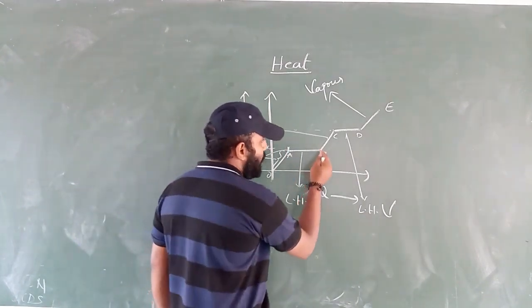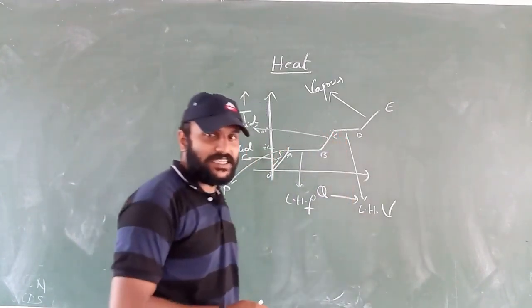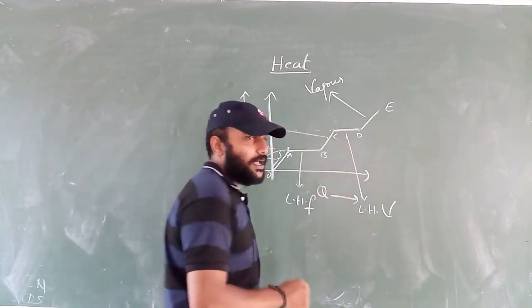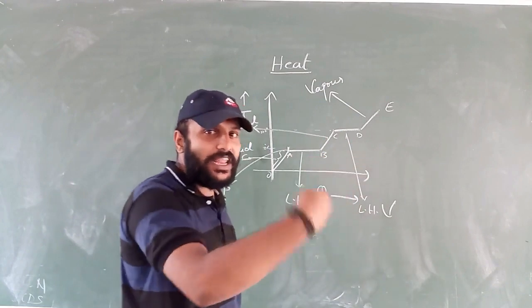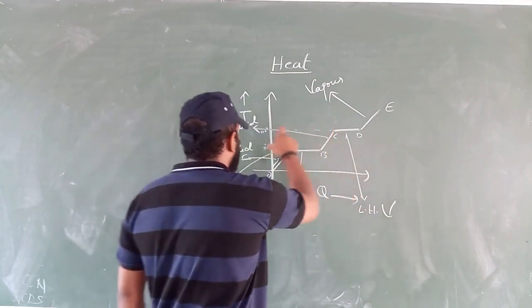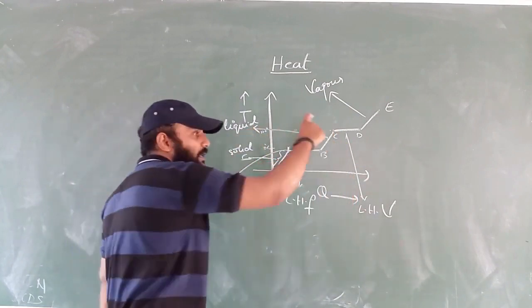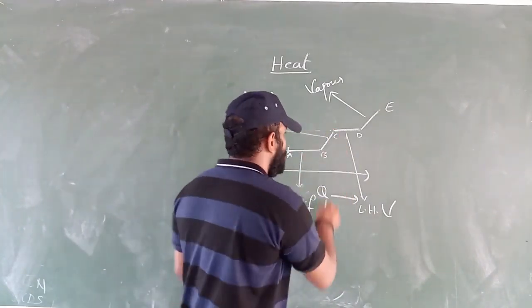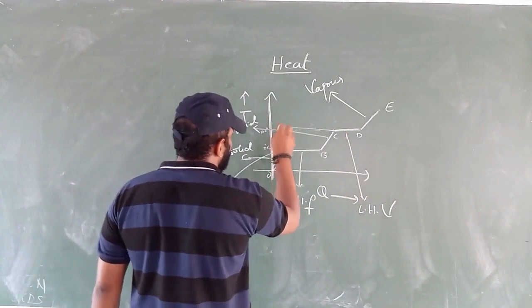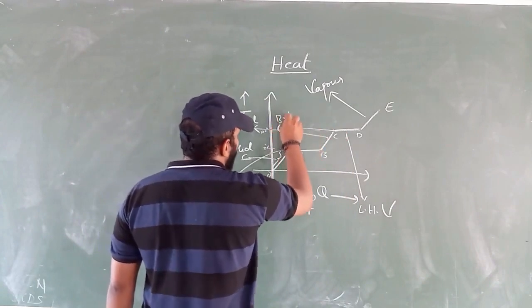After that, from B to C, the temperature is changing. Here the solid has completely converted into liquid. This complete part is about the liquid, and this part is about the rise in temperature. Once it reaches 100 degrees Celsius, this point is called the boiling point.